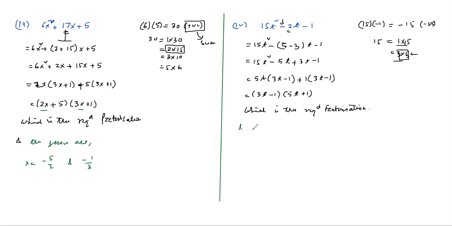And the zeros are, what are the zeros? You equate this to 0. Oh, x will not come, this variable is t. So it will be 1 by 3, and the other will be minus 1 by 5. So please note it down and finish it.